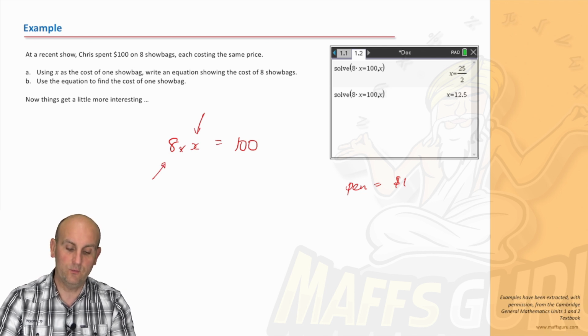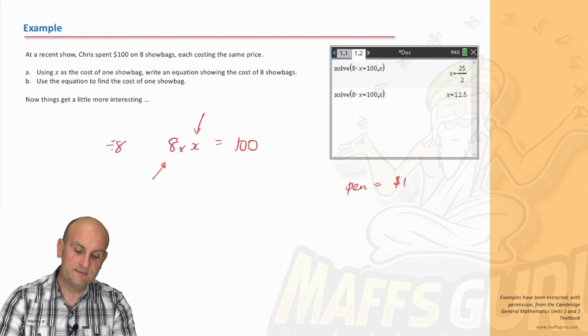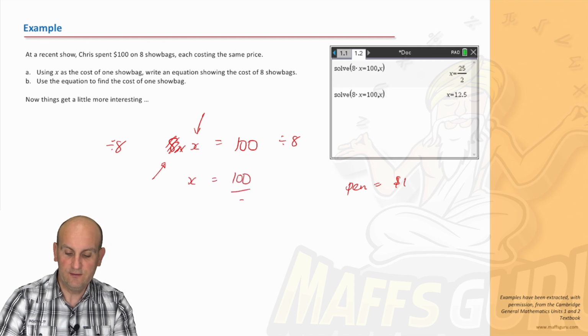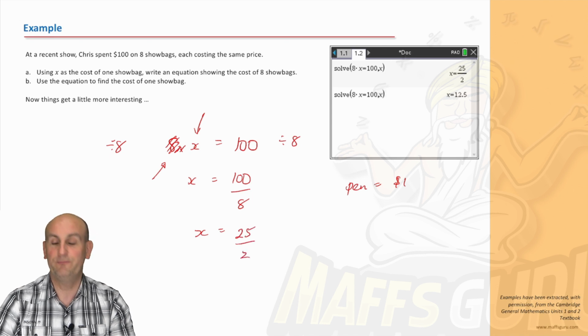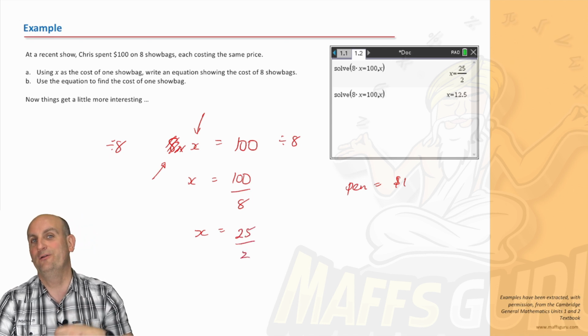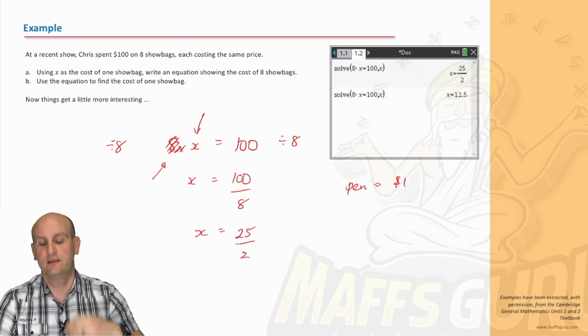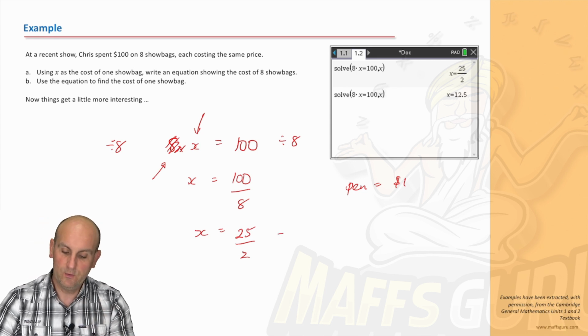Well, how am I going to do it now? I can divide both sides by 8. That's going to get rid of this for me. So x becomes equal to 100 divided by 8. Now, on my calculator, when I put that in, that gave me 25 on 2. That's because my calculator was in auto mode, and that annoys me, because really I wanted it in approximate mode, which is actually the same as 12.5.